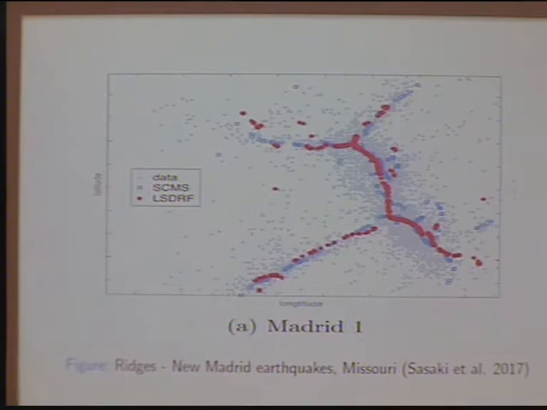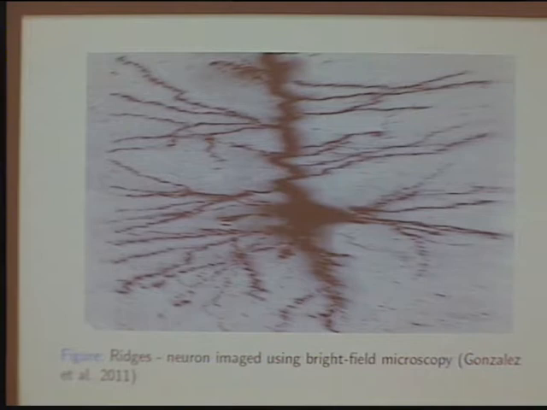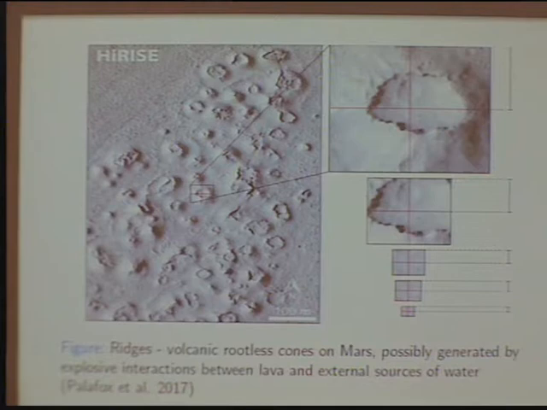Then, again, something from space. These are recession velocities of galaxies. And one, again, suspects that there are some ridges there. This is the opposite direction. These are neurons. And this is from Mars. That's quite interesting, because we will fly to Mars soon, I suppose. And these are volcanic rootless cones, which apparently are indications of possibly water on Mars. Okay. So it's quite interesting to detect these.